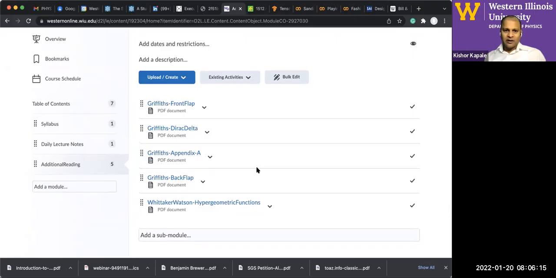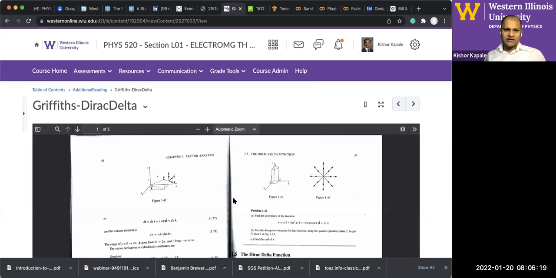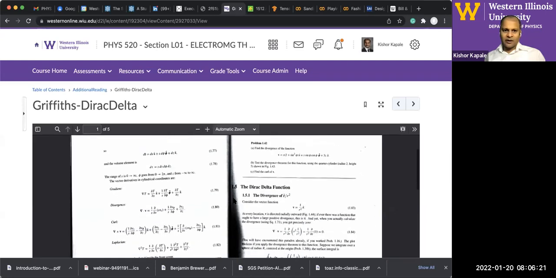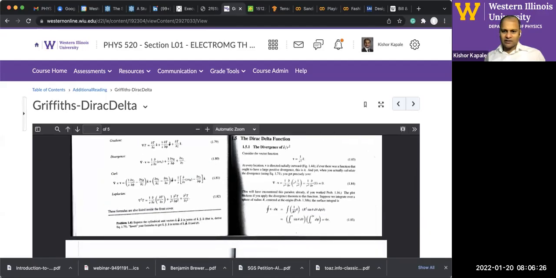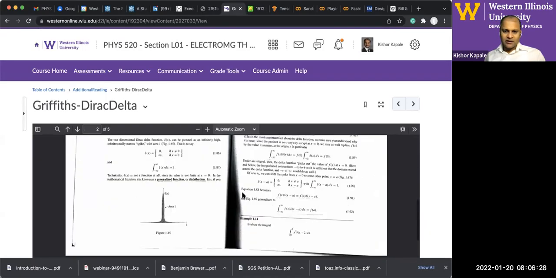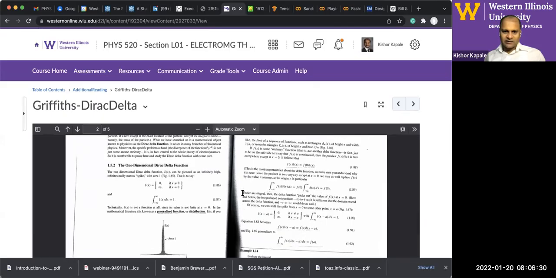We will take a look at Dirac delta today. So the discussion of Dirac delta from Griffiths is kind of nice, so that's why you have it here. It starts from that page. This is from scanned pages, so it looks kind of like that.